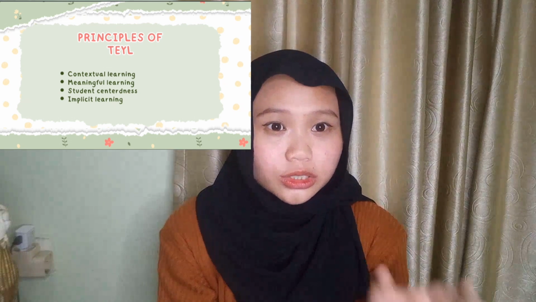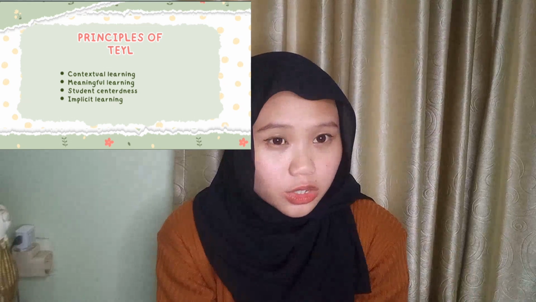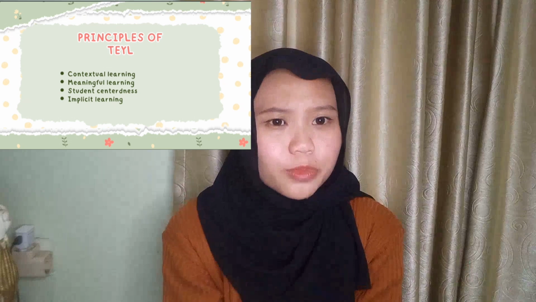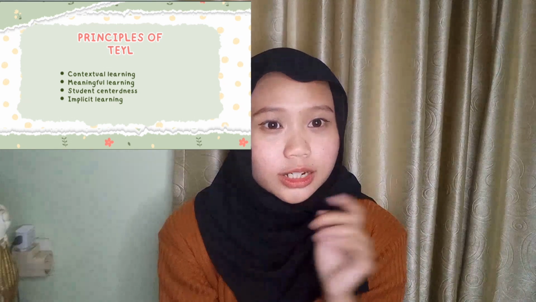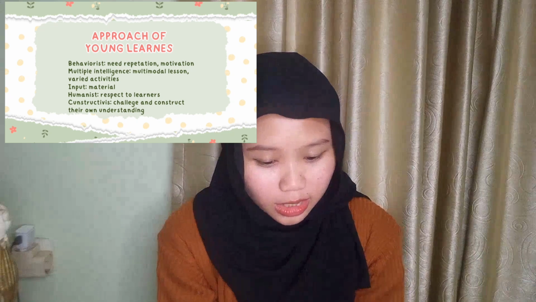So next is implicit learning. Implicit learning is when students don't feel that they learn. Students aren't aware that they learn. For example, learning by singing, learning by story. And next is approach of young learners.